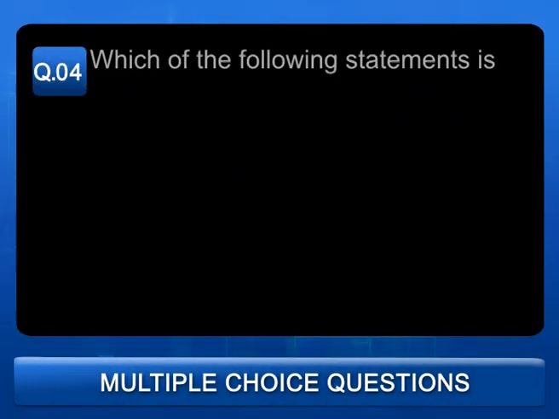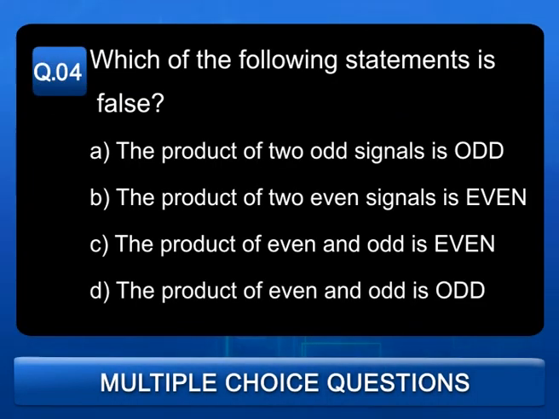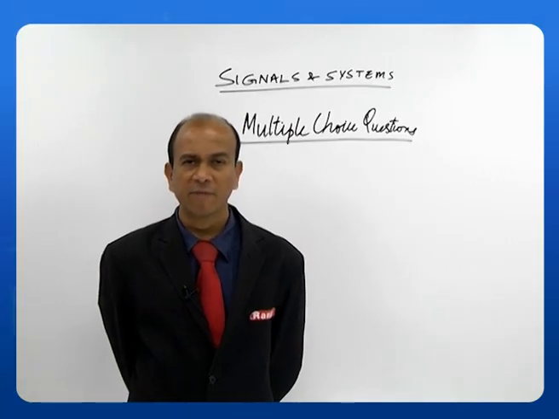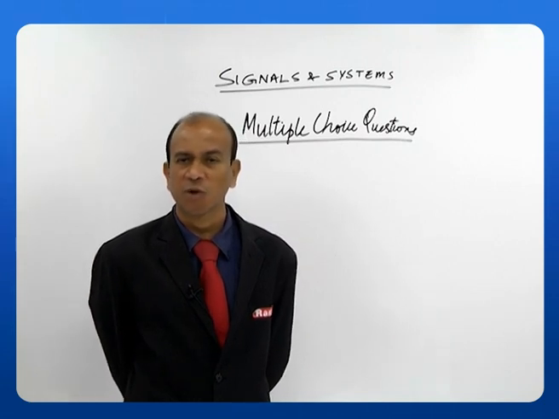Let's move on to question number 4, which says: which of the following statements is false? A, the product of two odd signals is odd. B, the product of two even signals is even. C, the product of even and odd is even. D, the product of even signal and odd signal is odd. Earlier we have seen one case where we said the product of two odd signals is not odd.